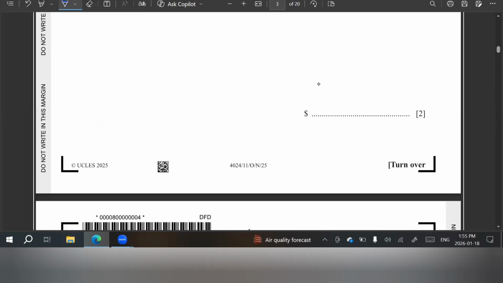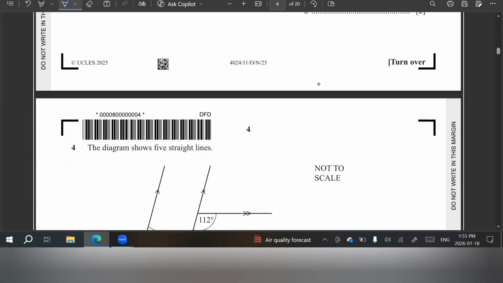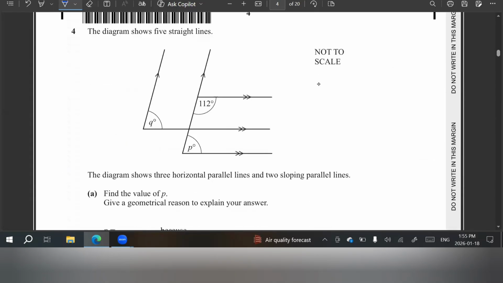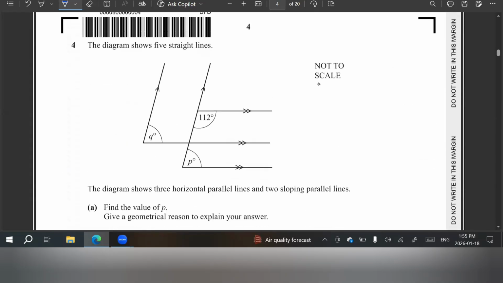The next question coming up on your screen is question number 4. Here we have the diagram showing 5 straight lines. The diagram shows 3 horizontal parallel lines and 2 sloping parallel lines. Find the value of P. Give a geometrical reason to explain your answer.